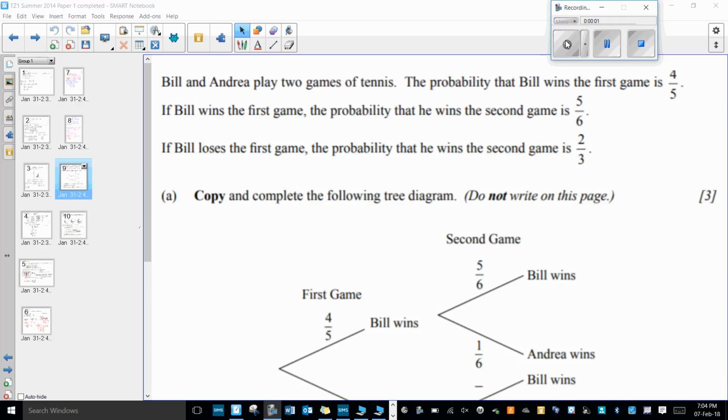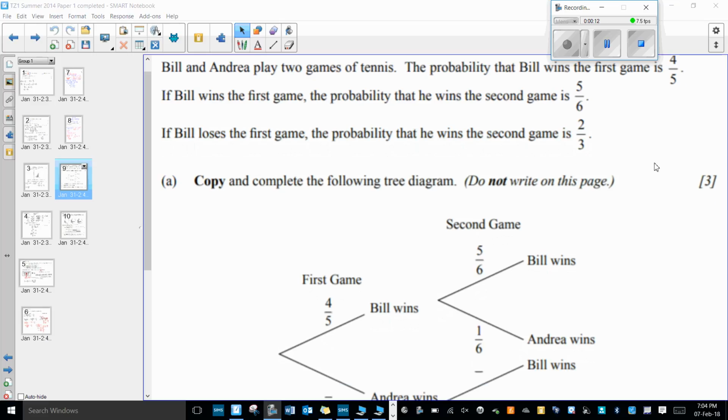This, the probability Bill wins the first game is 4/5. If he wins the first game, the probability he wins the second is 5/6. So we have to copy and complete the tree diagram. Obviously I'm not going to copy and complete it. I'm just going to do it on here.